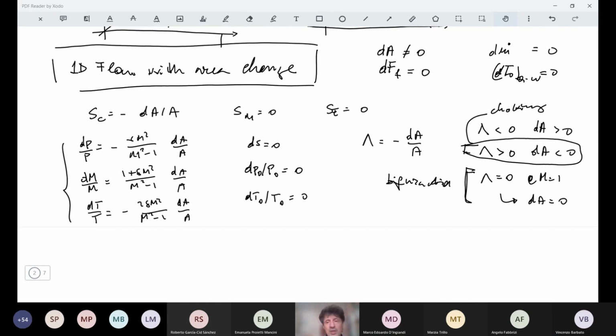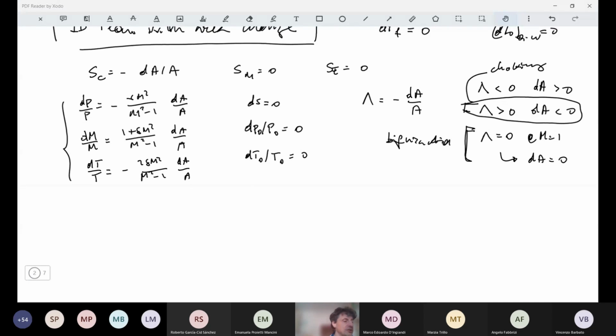So we can have choking if we have converging channels with dA less than 0. And we can have bifurcation if we have a change of sign of the area change. Of course the choking condition will occur in a converging channel in case of both supersonic or subsonic flow. In the first case of supersonic flow, the Mach number decreases up to 1, and in the second case, the subsonic flow in a convergent channel, the Mach number increases up to 1.